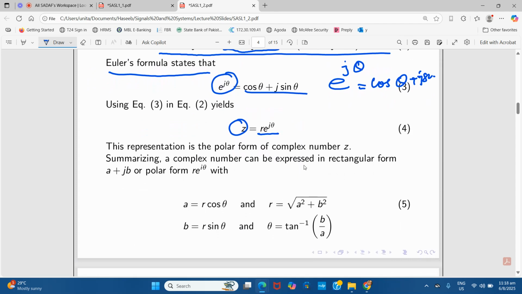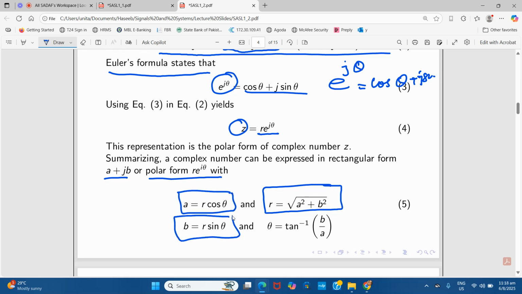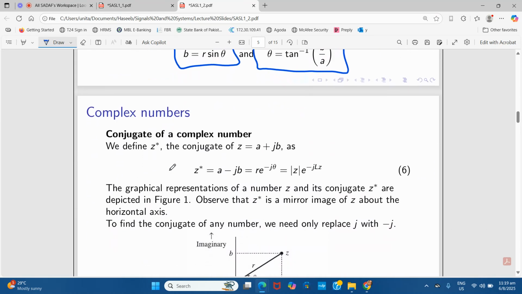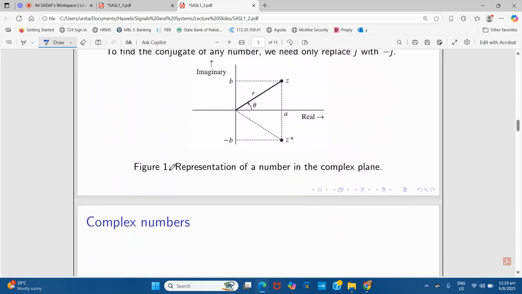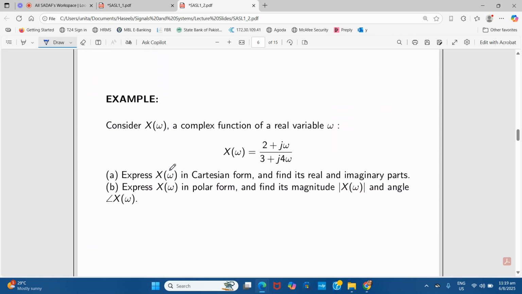Summarizing, a complex number can be expressed in rectangular form like this, and in polar form as r e raised to the power j theta. It is very necessary to know how to calculate r, that is the square root of a square plus b square. And a equal to r cos theta, b equal to r sin theta, and theta can be obtained by the inverse tangent of b over a. These are some equalities that will help us, but don't go into a lot of depth.